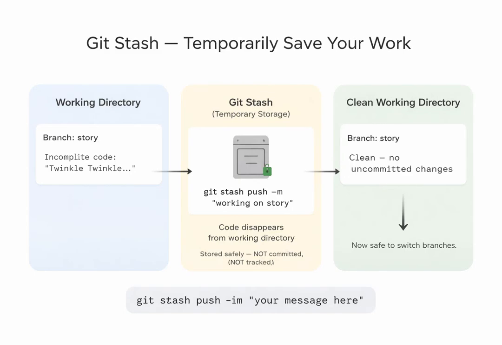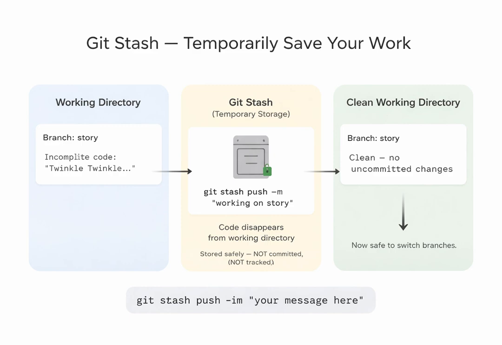The solution is a Git command called git stash. Think of stash as a temporary safe or filing cabinet. When you run git stash push with a message, Git takes all your uncommitted in-progress work and stores it in a hidden temporary location. Your working directory becomes completely clean, as if you never made those changes.